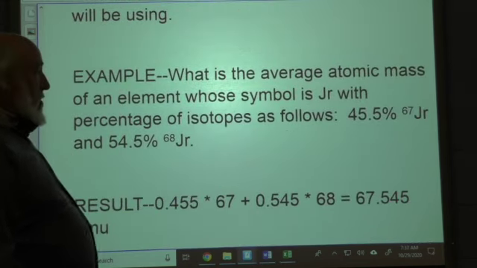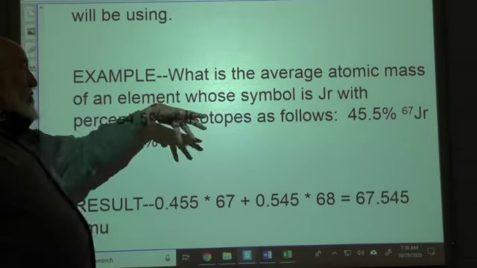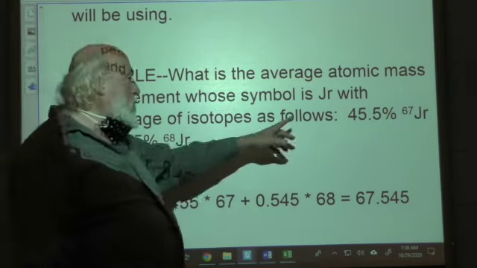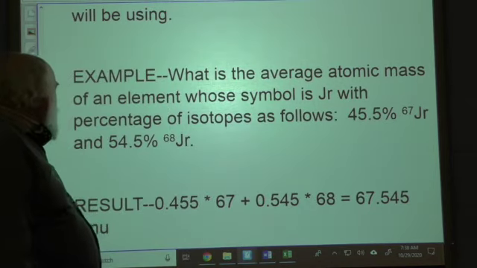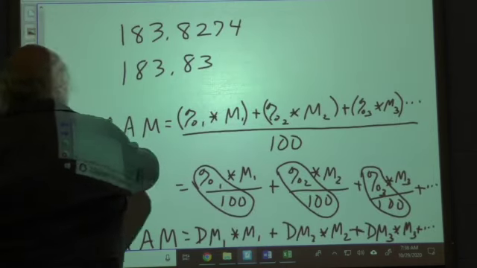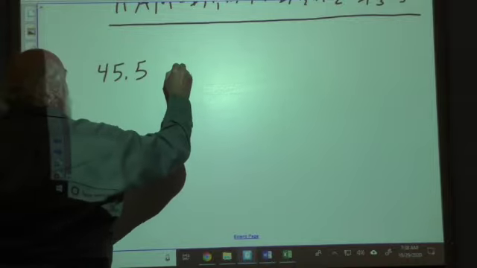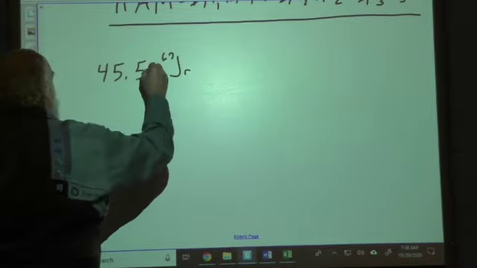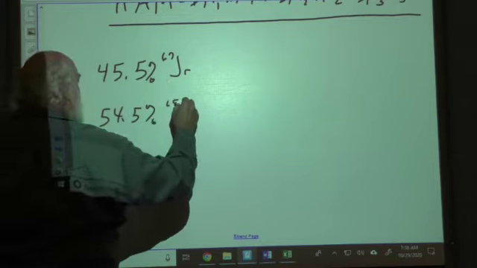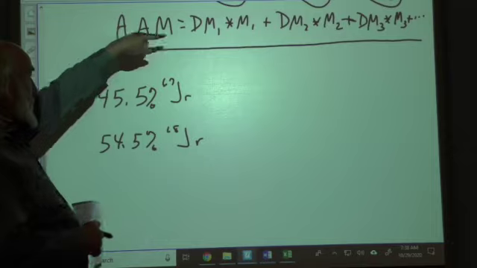And so let's take a look at an example. Here we want to find the average atomic mass of an element whose symbol is JR. So this is a pretend element. It's not a real element. And the percentage of isotopes are 45.5% 67 JR and 54.5% 68 JR. All right, so 45.5 JR 67, and 54.5% JR 68. And again, I'm going to be using this formula right here for this.